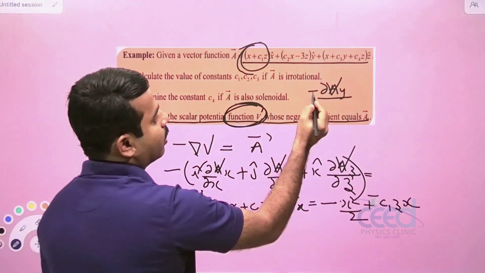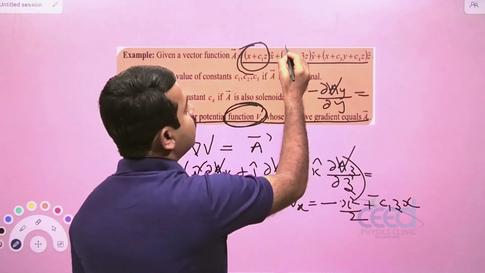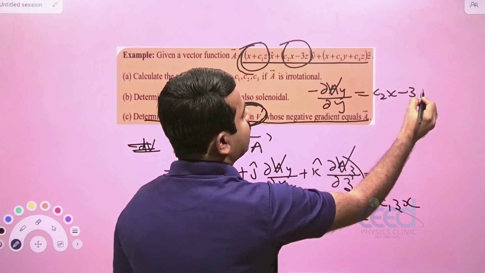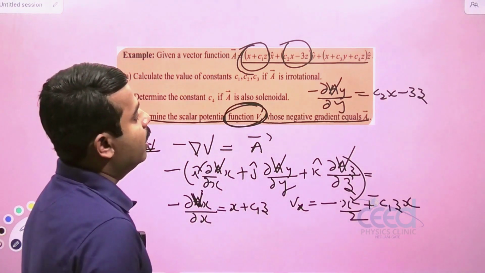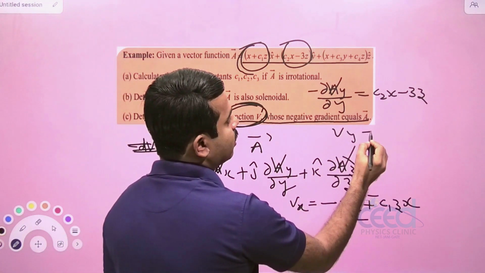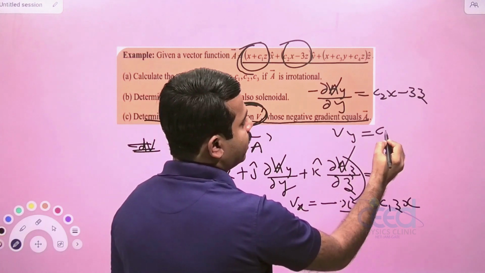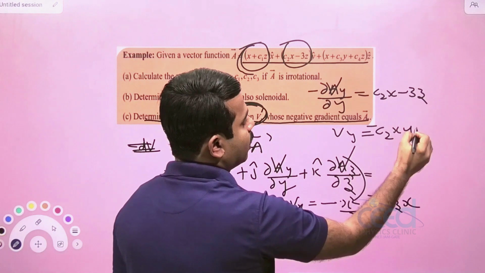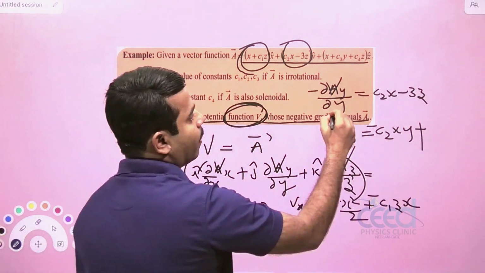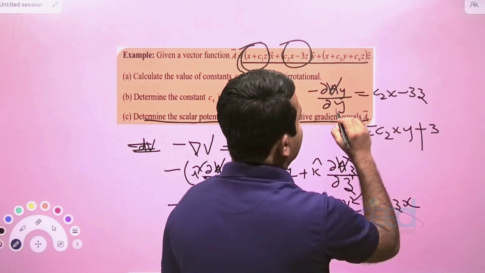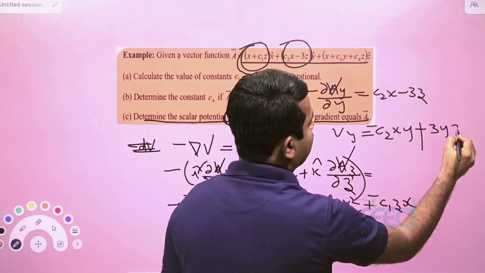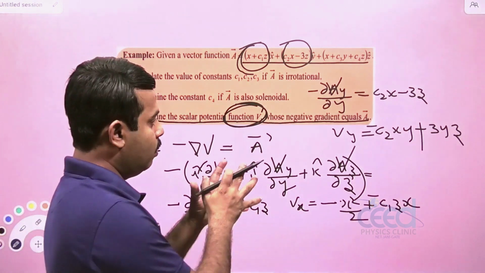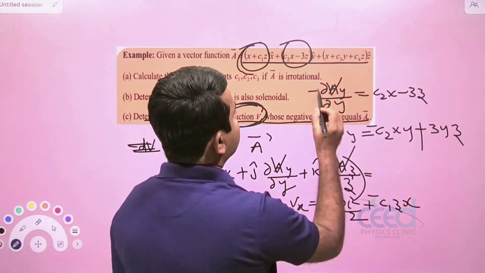Now similarly, you find the next: minus dou Vy by dou y equal to this part, that is C2x minus 3z. Now what is Vy? Integrate again with respect to y: C2xy, the minus minus becomes plus, then what is remaining? That is 3yz.